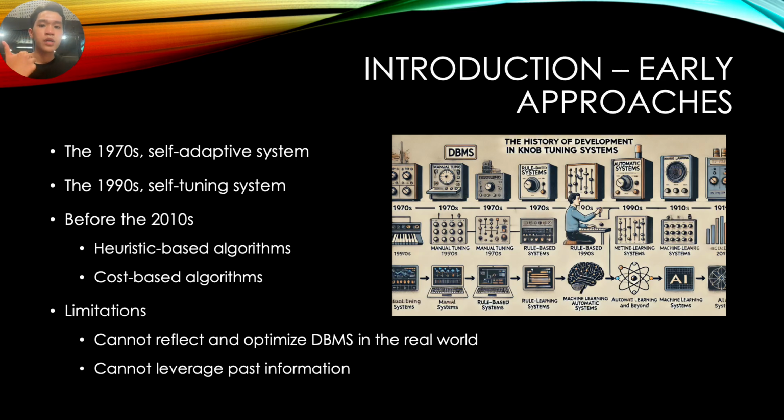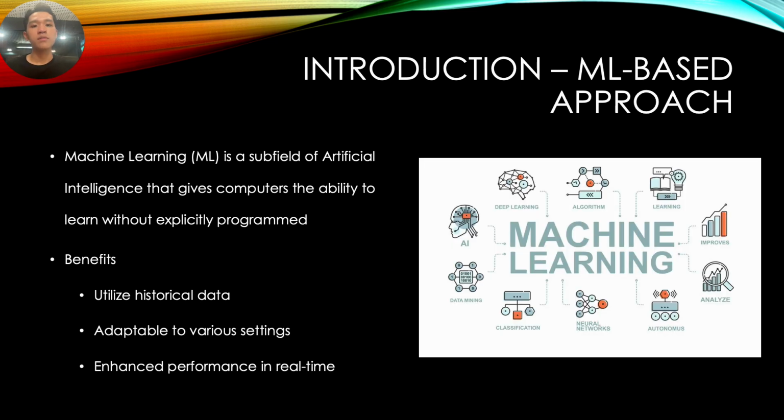For example, heuristic methods rely on preset rules to suggest configurations but fail to adapt to the dynamically changing environment. Cost-based methods employ really efficient techniques, but they fail to apply to real-world use cases due to their extensive simulations. So this is when machine learning came into practice.